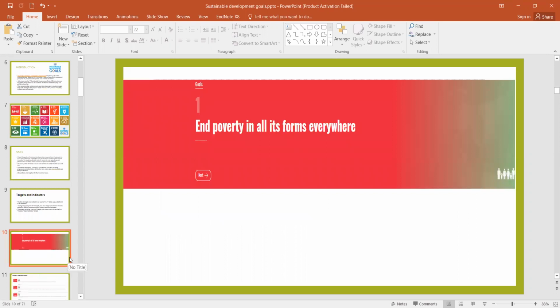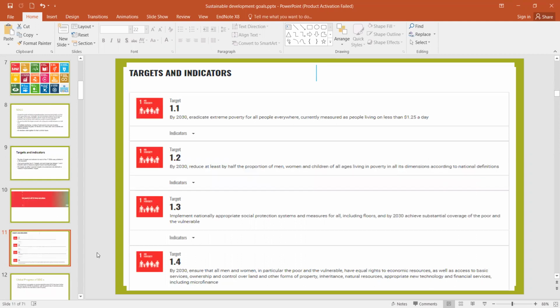The number one SDG goal is: end poverty in all its forms everywhere. Targets and indicators of this goal. Target 1.1: by 2030, eradicate extreme poverty for all people everywhere, currently measured as people living on less than $1.25 a day. Target 1.2: by 2030, reduce at least by half the proportion of men, women, and children of all ages living in poverty in all its dimensions according to national definitions.